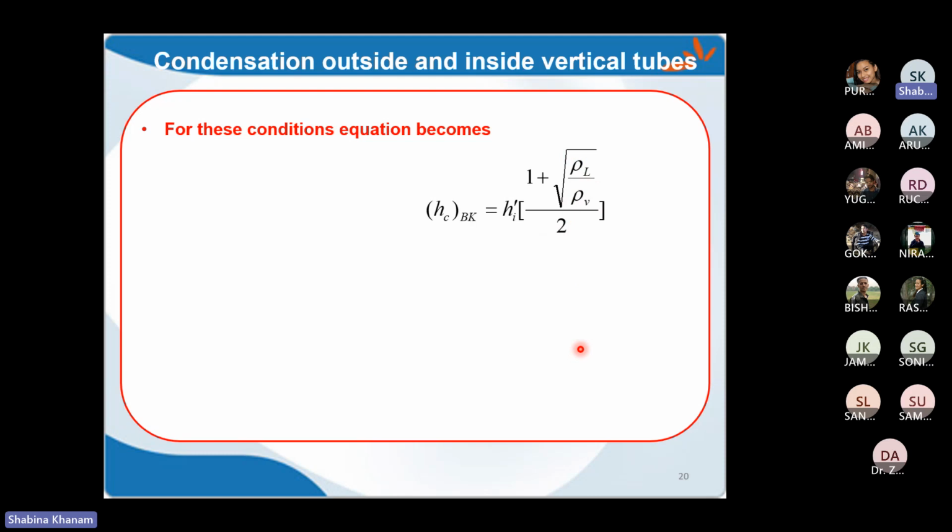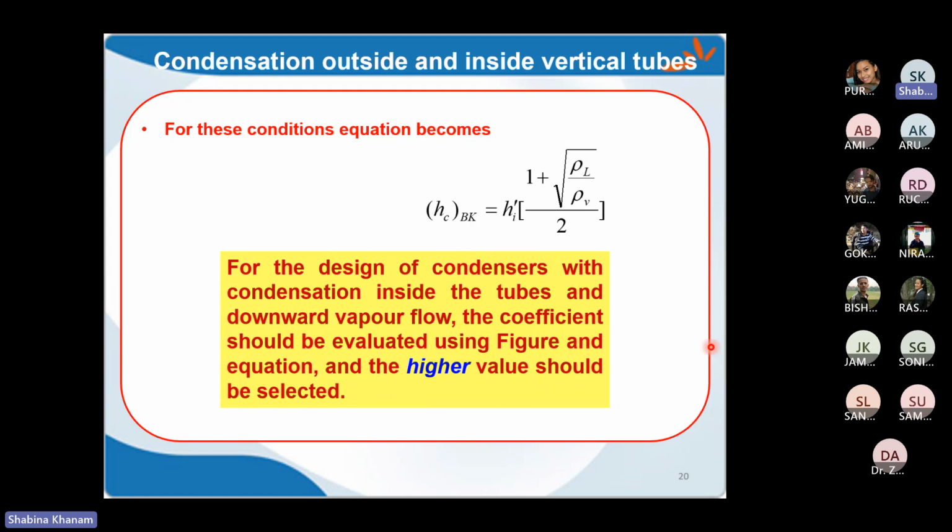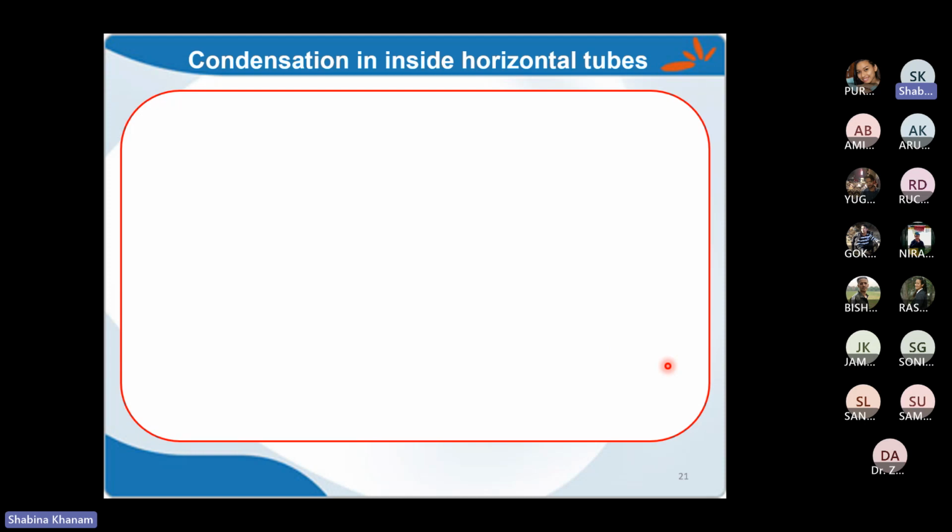So if you are considering condensation inside a vertical tube, you need to calculate the heat transfer coefficient using this Boyko-Kruzhilin correlation as well as the graph, and then you can choose the higher value from the two. In this way you can calculate the heat transfer coefficient inside and outside the vertical tube. Now the fourth case we are considering is condensation inside horizontal tubes.